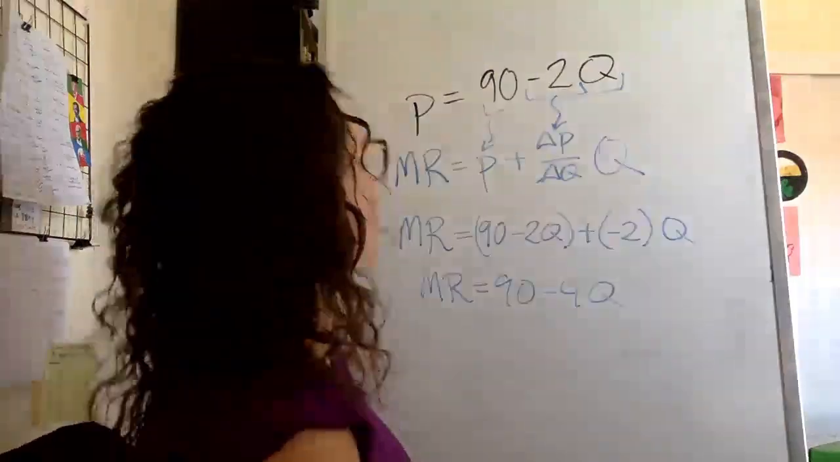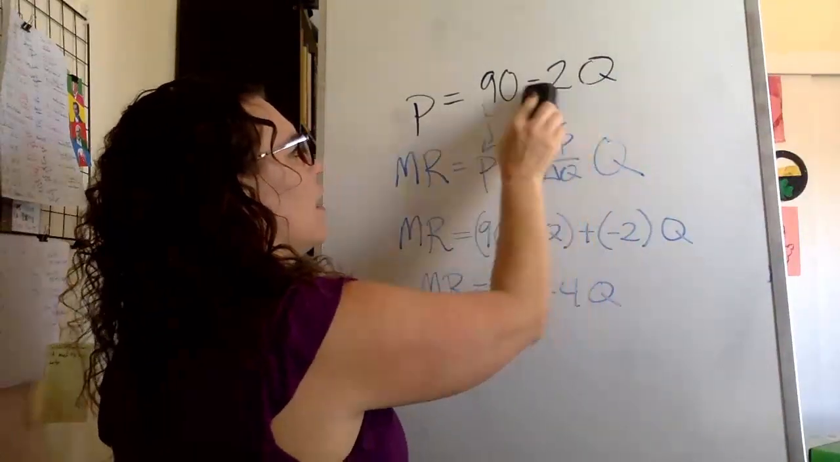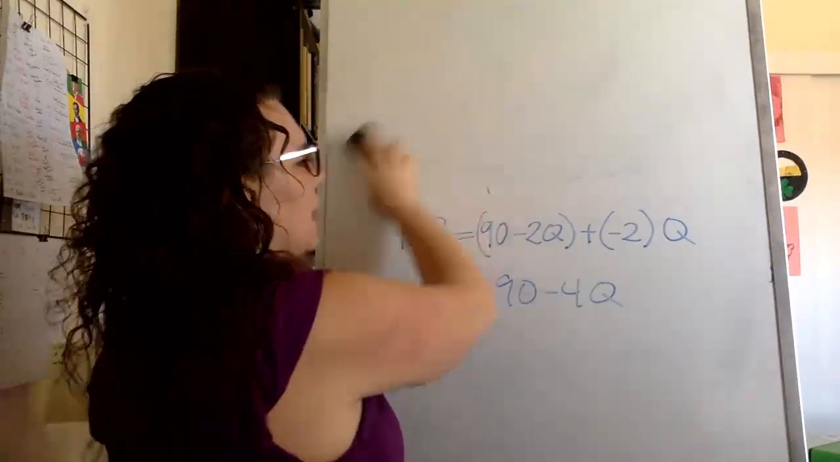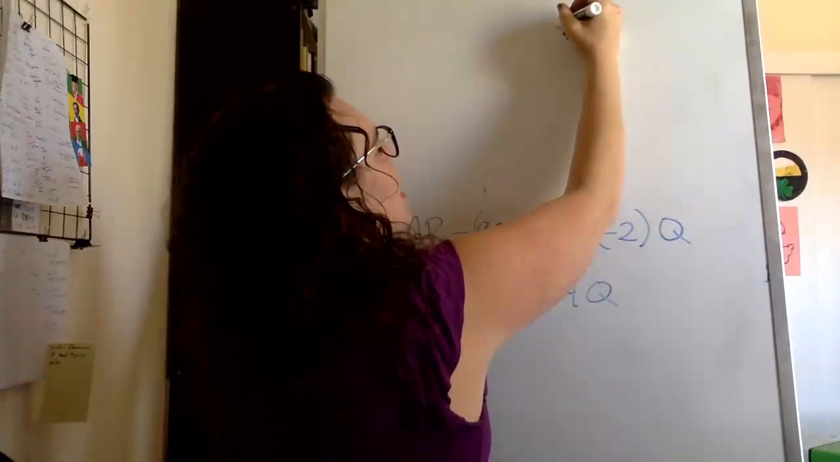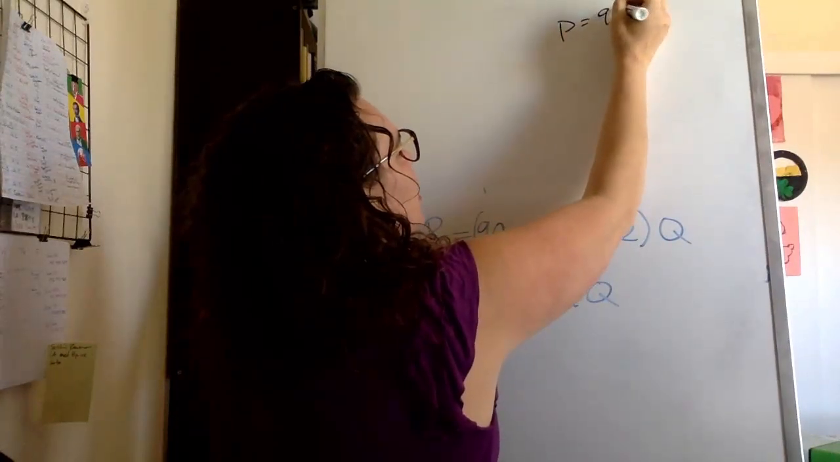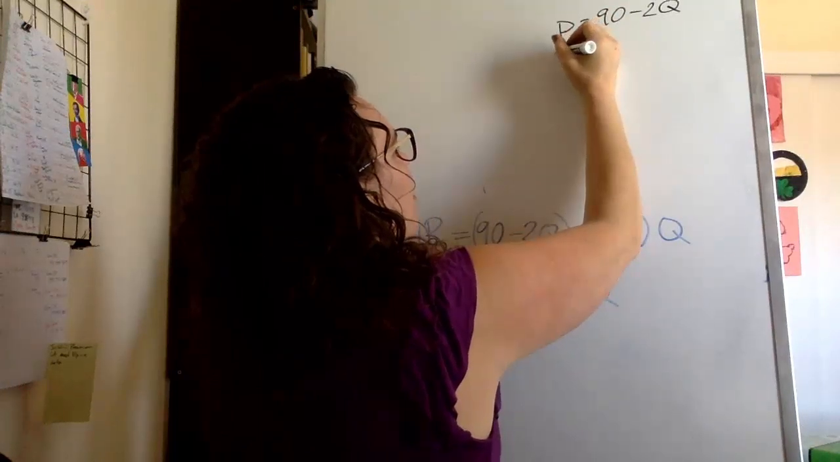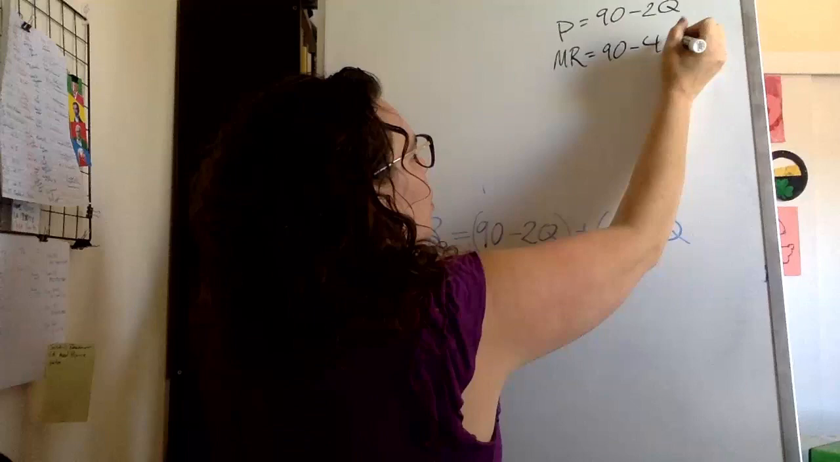So I'm going to go ahead and erase this and hold on to all of these equations up here on the side, because we'll use them when we do our graphic. So we've got inverse demand is P equals 90 minus 2Q. Marginal revenue equals 90 minus 4Q.